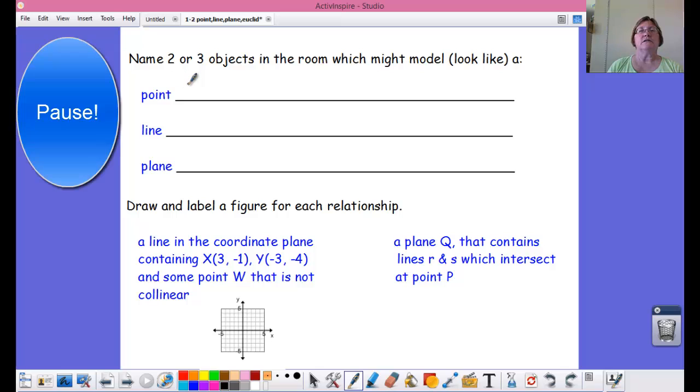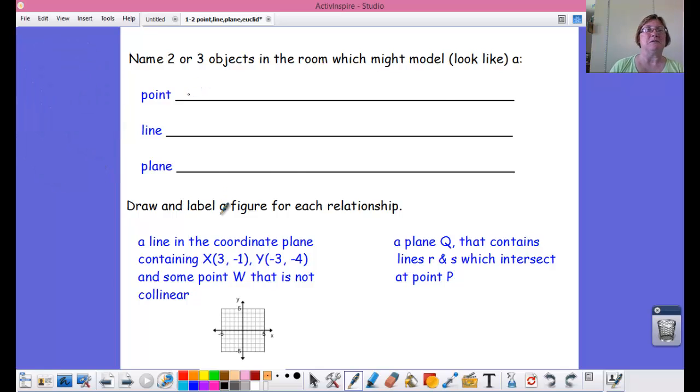I'd like you to take just a couple of minutes and think about a couple of objects that might look like what you consider to be a point, a line, or a plane. I'm going to do that. I'll ask you to pause the video and let's compare in just a couple seconds.